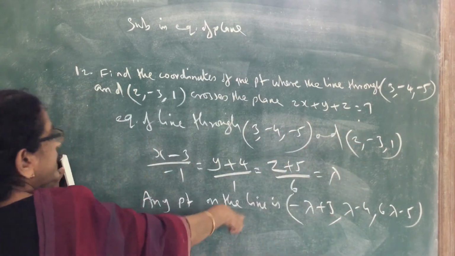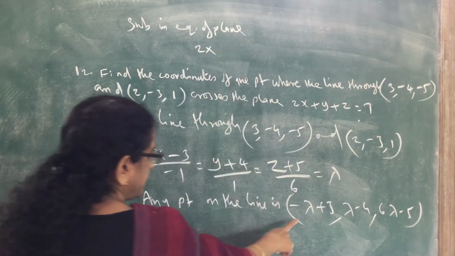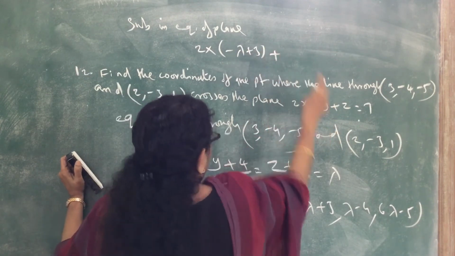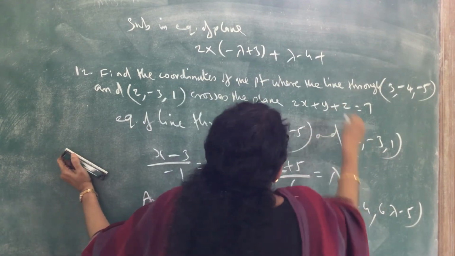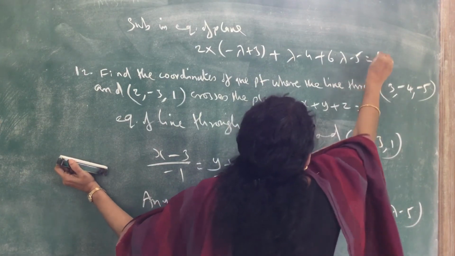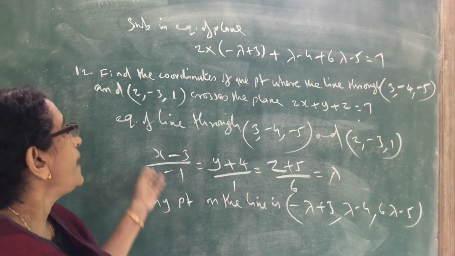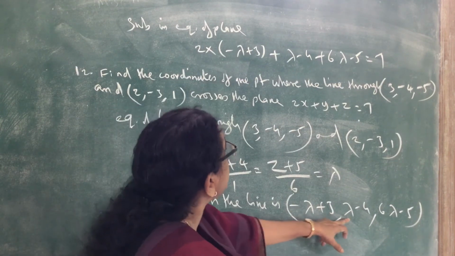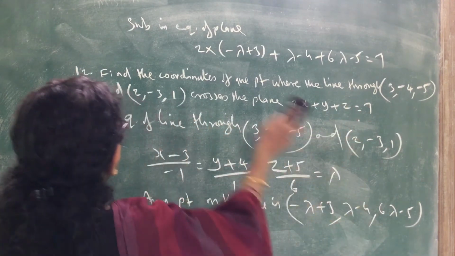That is, we get 2x. So the equation of the plane, 2 into the x coordinate, (-lambda + 3), plus the y coordinate, (lambda - 4), plus the z coordinate, (6 lambda - 5), equals 7. So substitute these coordinates in the equation of the plane, that is 2x + y + z = 7. Now simplify, you will get the answer.